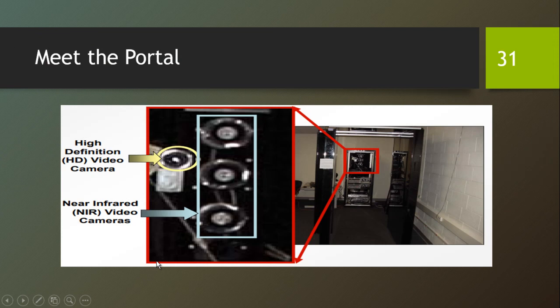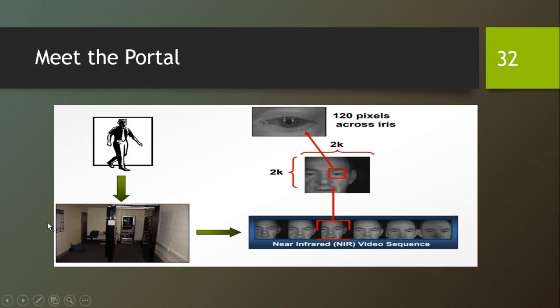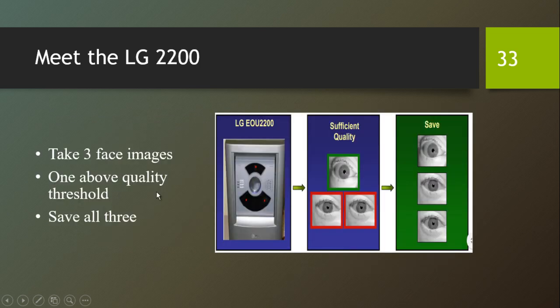This was the sensor setup, where two cameras, high definition and NIR, were set up in front of a walkthrough gate, and the cameras were able to capture images while the subject was moving. They take 3 images while the subject walks through this gate. If these images are above a certain aesthetic threshold, they keep those images, otherwise they discard them.